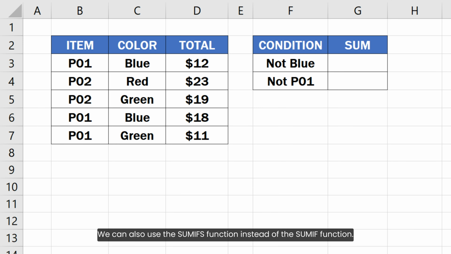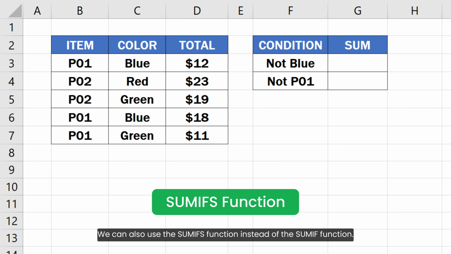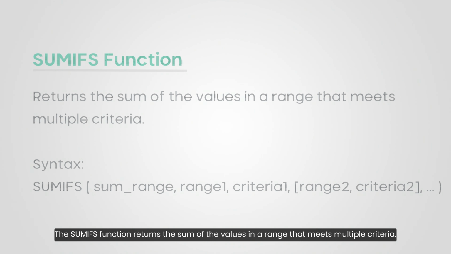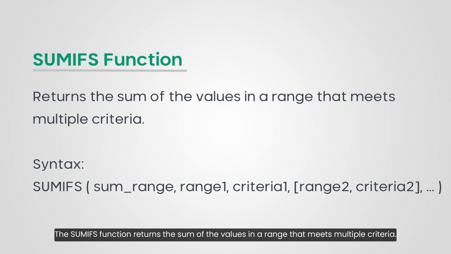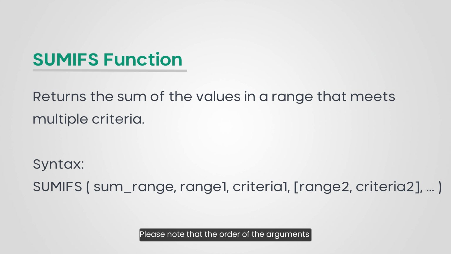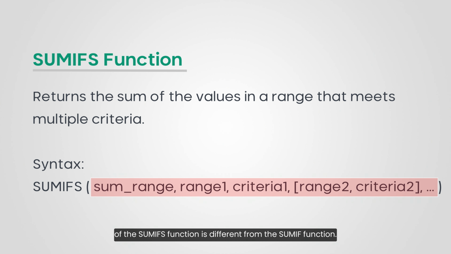We can also use the SUMIFS function instead of the SUMIF function. The SUMIFS function returns the sum of the values in a range that meets multiple criteria. We can specify more than one pair of range and criteria using this function. Please note that the order of the arguments of the SUMIFS function is different from the SUMIF function.